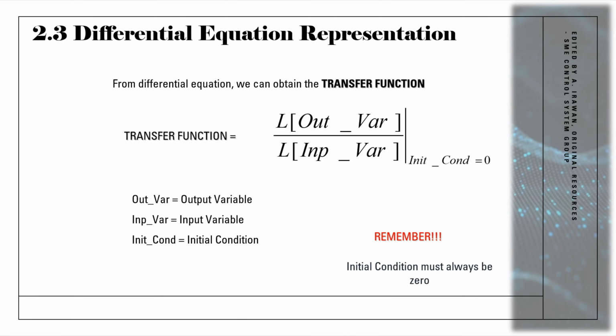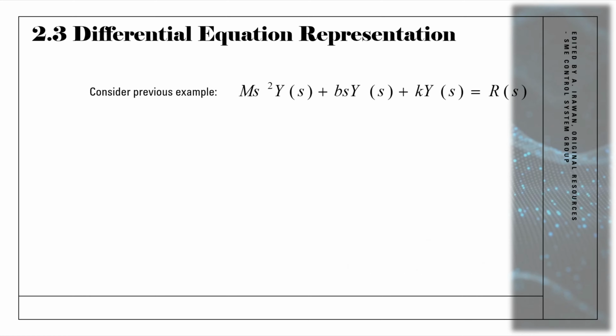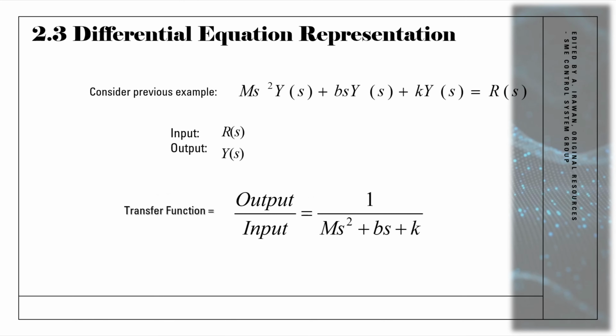So the initial condition for the transfer function is always and must be 0. Alright, so in the final stage, we would like to create the transfer function for the previous example. We need to find out which one is the input, which one is the output, which one is the numerator of the transfer function, and which one is the denominator. How are we going to extract it after we change the differential equation into Laplace transform?